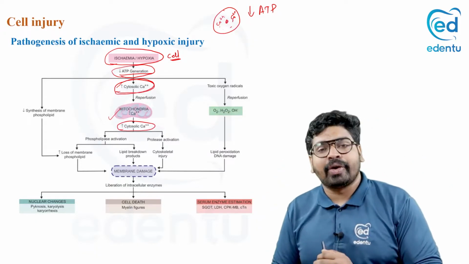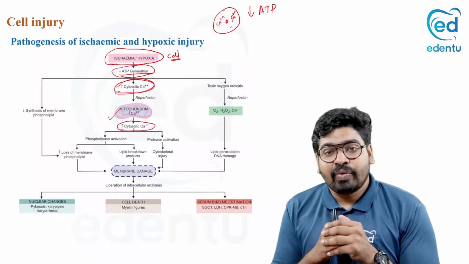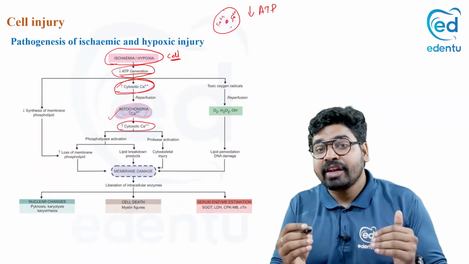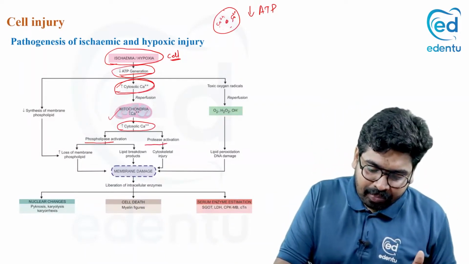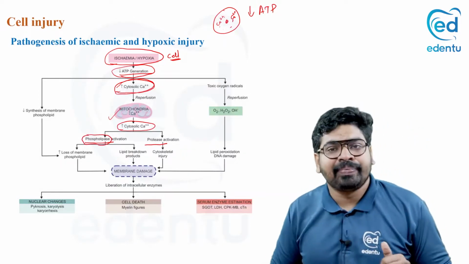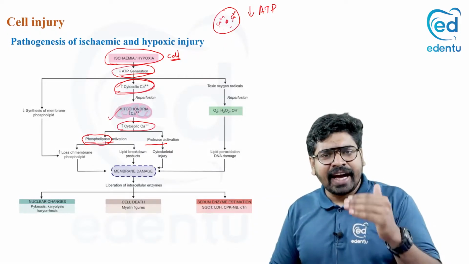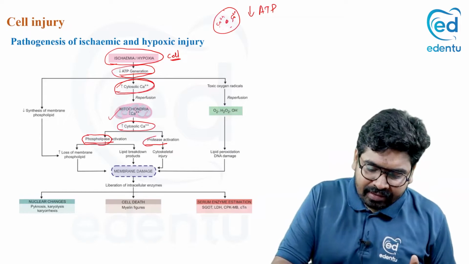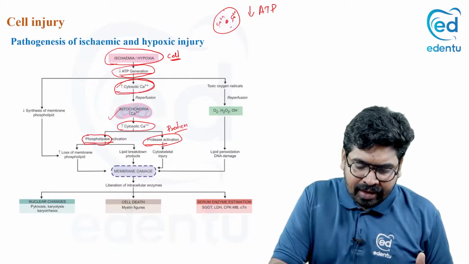Calcium is increasing in our body. What happens when calcium increases more than what is required in a cell? The calcium will activate certain enzymes. These calcium dependent enzymes activate phospholipase and protease. Phospholipase is an enzyme which breaks down phospholipid, and protease is an enzyme which digests the proteins in the cell.